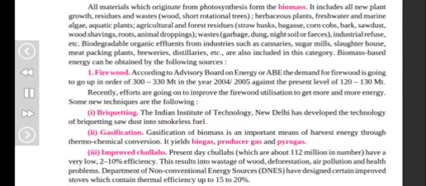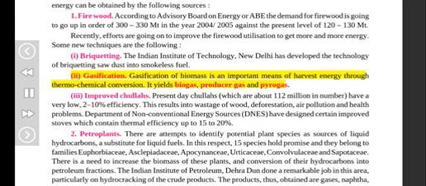II. Gasification. Gasification of biomass is an important means of harvesting energy through thermochemical conversion. It yields biogas, producer gas and pyrogas. III. Improved chulas. Present-day chulas, which are about 112 million in number, have a very low, 2-10% efficiency. This results in wastage of wood, deforestation, air pollution and health problems. Department of Non-Conventional Energy Sources, DNES, have designed certain improved stoves which attain thermal efficiency up to 15 to 20%.